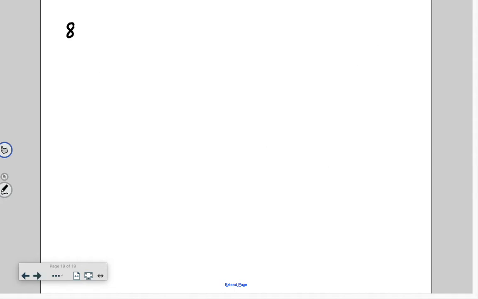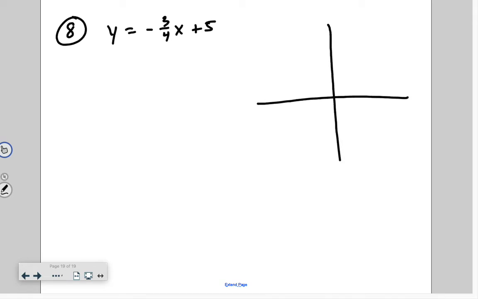So number 8. We've got y equals negative 3/4 x plus 5. And again, if we go through, I'm going to do more than what we normally would do because of the fact that it will help you. If I'm going to graph that, this one's linear. Okay, we're just graphing a line. Plot your y-intercept. And then from there, we'll go down 3 over 5.